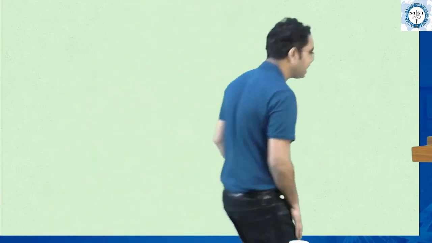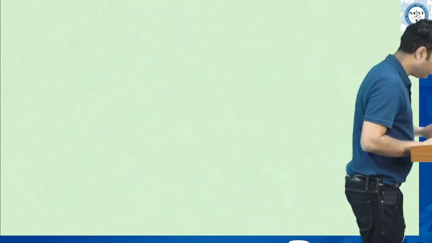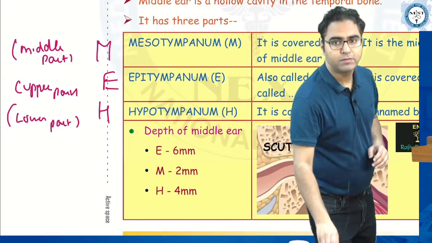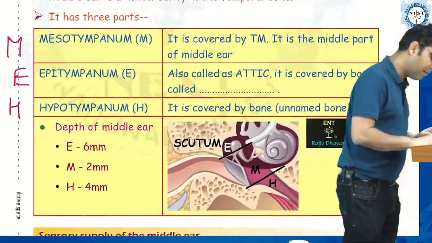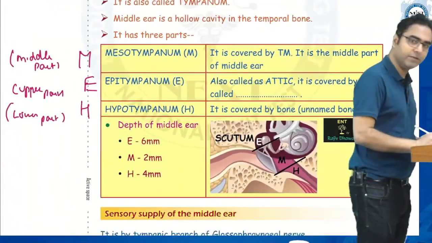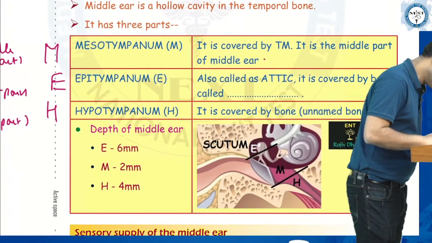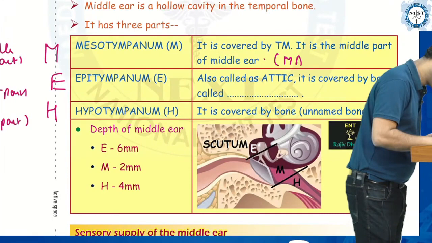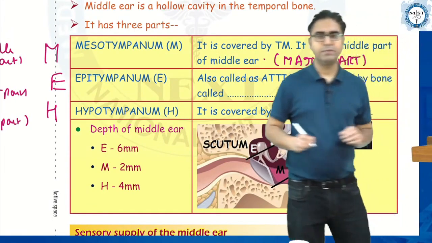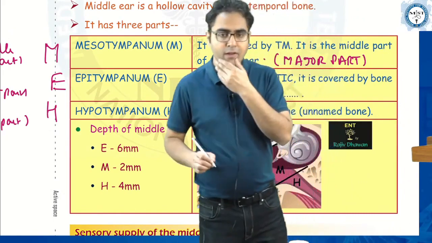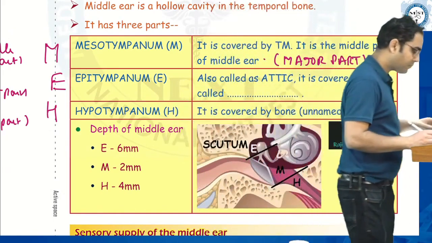Now, look at your notes, beta. Mesotympanum is covered by the tympanic membrane. It is the middle part of the middle ear. It is a major part of the middle ear, beta. In the bracket, write major part. The majority part of the middle ear is mesotympanum, beta. Fine. Then comes the epitympanum.